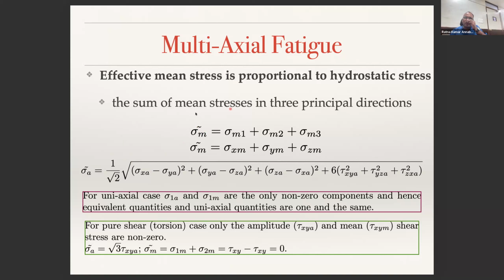So whenever you have a non-zero effective mean stress, sigma m tilde, you will use the Goodman diagram. Otherwise, if this happens to be 0, you will use S equals A N power B, where S becomes sigma A tilde instead of one of these values.